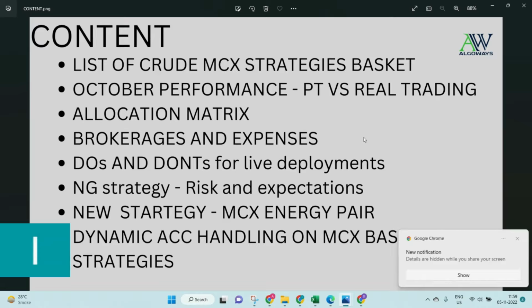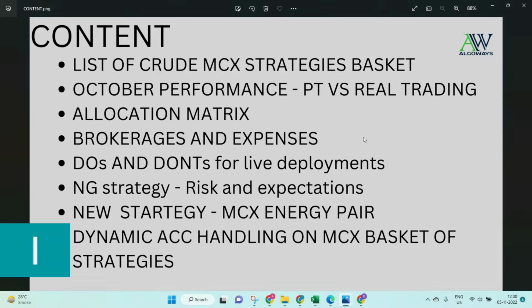Then we'll discuss the allocation metrics. People who have got substantial margin and they want to deploy a basket of strategies in crude, how the allocation shall be done and how the trading should be dynamically handled in such cases. We'll touch upon the brokerages and expenses as well, though I have done a detailed video on that earlier, but we'll just touch upon that in this as well.